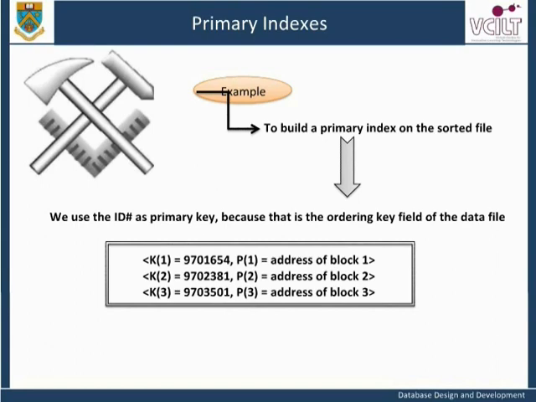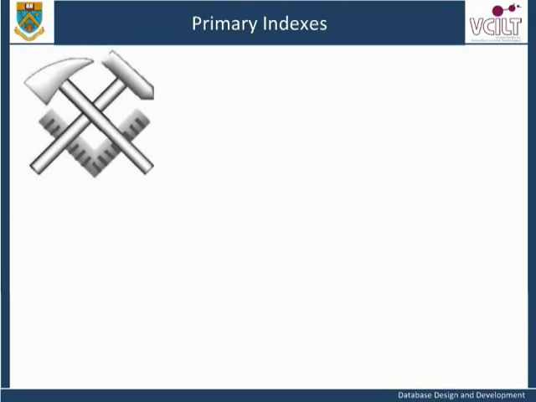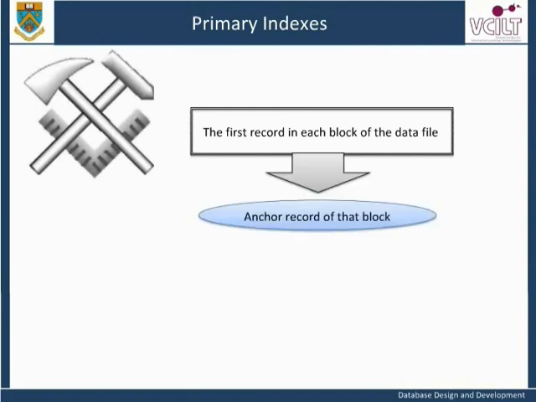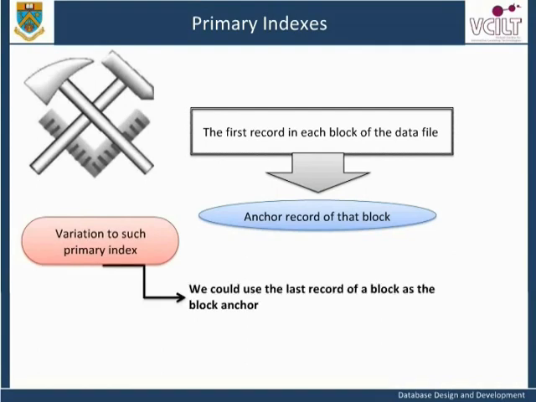The total number of entries in the index is the same as the number of disk blocks in the data file. In this example, there are B blocks. The first record in each block of the data file is called the anchor record of that block. A variation to such a primary index scheme is that we could use the last record of a block as the block anchor. However, the two schemes are very similar, and there is no significant difference in performance. Thus, it is sufficient to discuss just one of them.